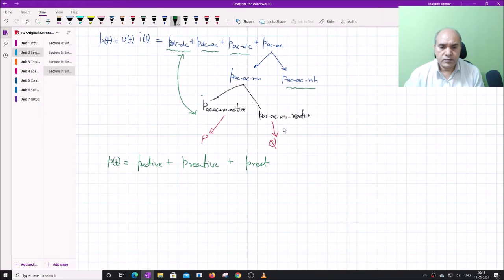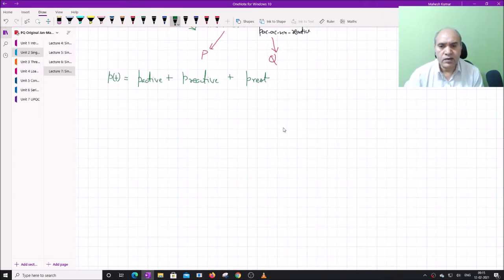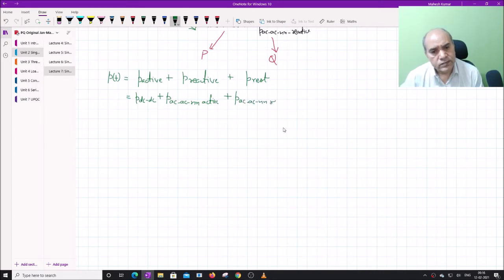Now, what is in the P active? P active is a kind of unidirectional power, and it has two components: PDC plus PAC-AC nn active. Then this is P reactive, PAC-AC nn reactive, and then plus P rest. You know most of them. PDC is nothing but the product of VDC into IDC, so this is VDC into IDC.